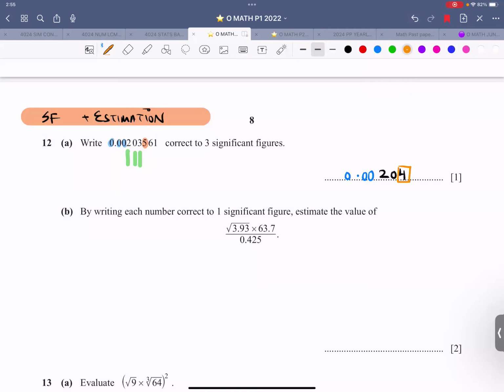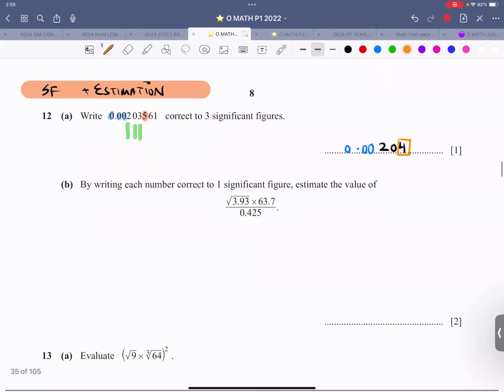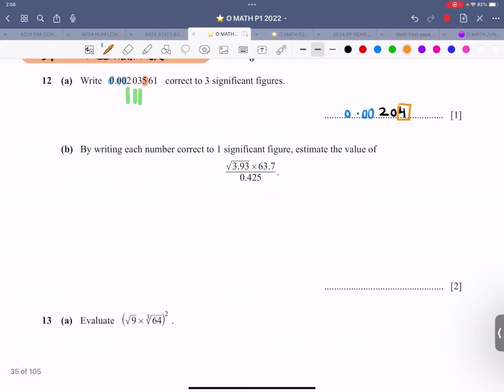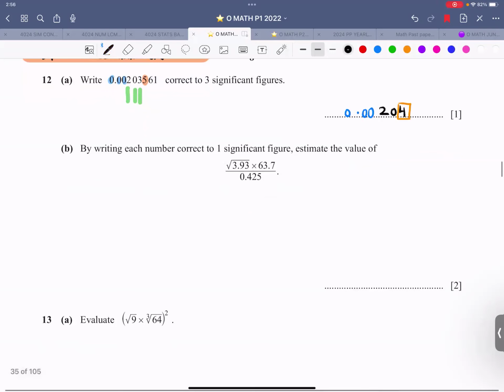Now the next question. 2035, three significant figures, that's 204. All good. By writing each number correct to 1 SF, estimate the value. So let me write 3.93, 63.7, 0.425. Focus on the second significant figure.